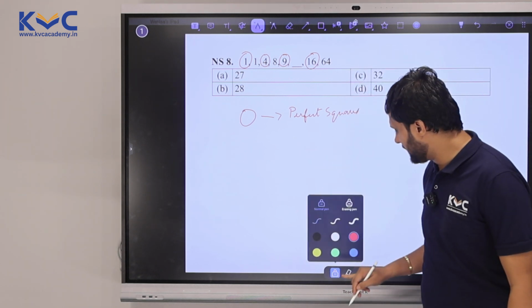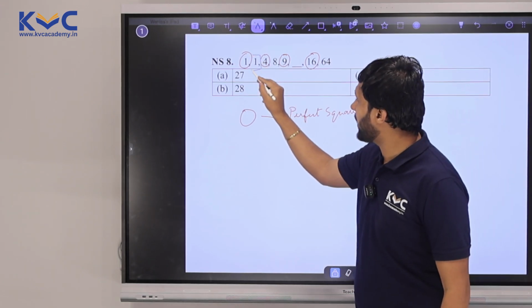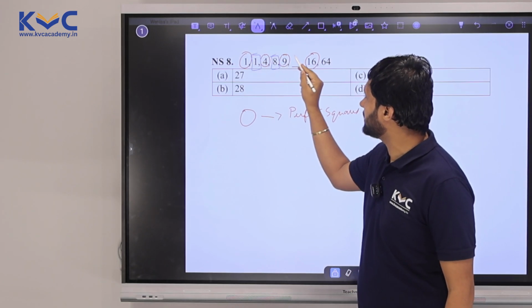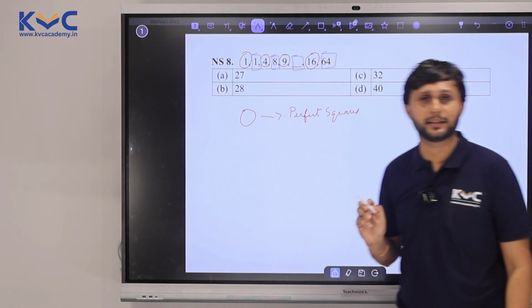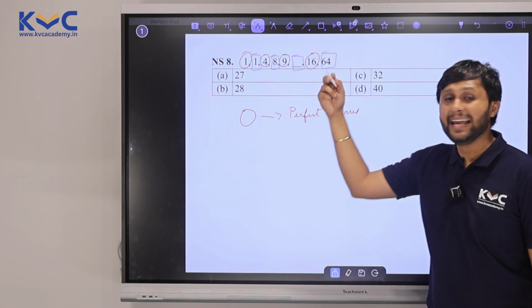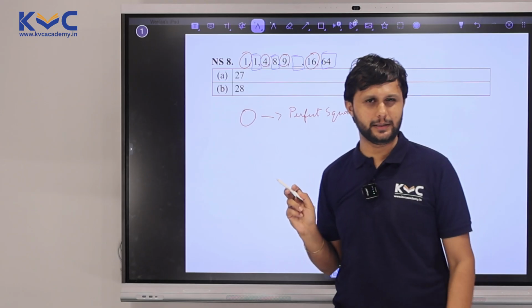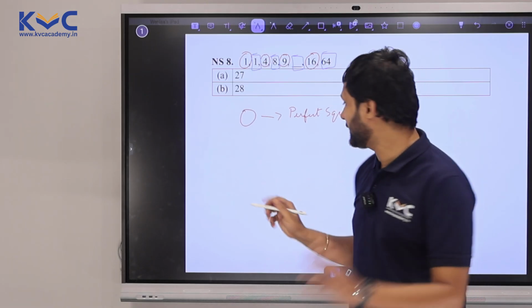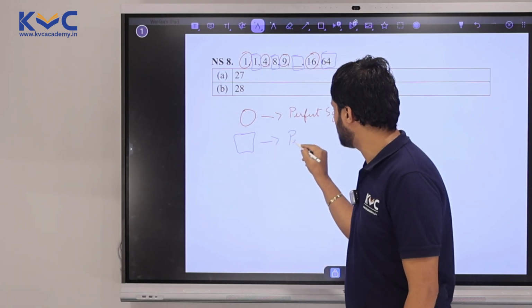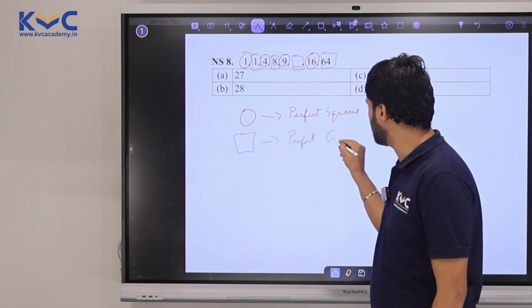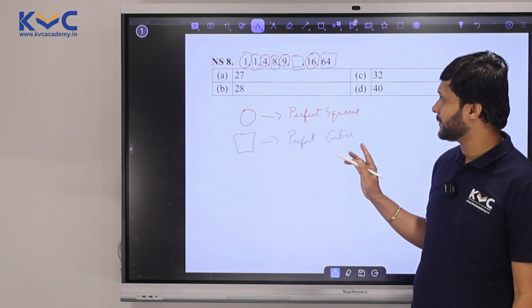Now let me just change the color. Okay, now the remaining numbers, that is, we have 1 over here, we have 8 over here, we have a missing number, and we have 64. What do you think these are? 1, 8, and 64. What are these? These are perfect cubes. Blue color in square, we have perfect cubes. We have perfect squares, we have perfect cubes.